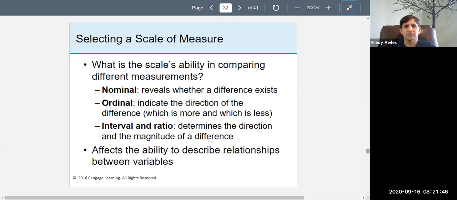Selecting a scale of measure. So here's the thing. We talked about this already, but what kind of variables are you going to use and how are they going to be measured? What is your scale going to be?